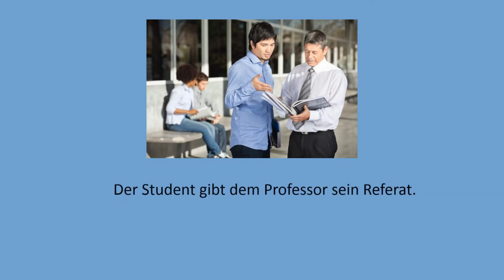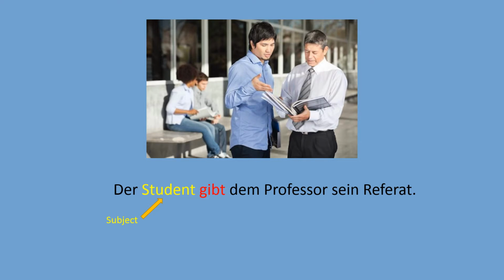Let's imagine this situation. A student will present his paper, his project, to a professor. In German we will say, "Der Student gibt dem Professor sein Referat." Okay, let's analyze the sentence. What's going on in the sentence? Who is doing what? First, we will talk about the student. The student is doing something, presenting his paper. The student is the subject of this sentence.